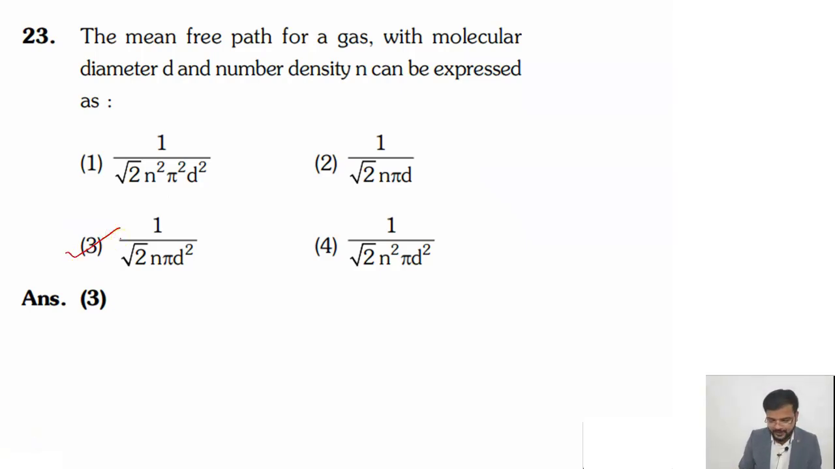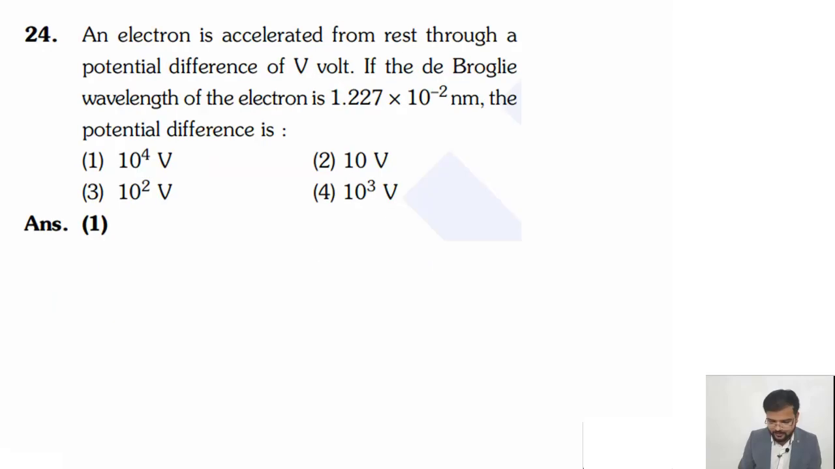Okay, see the next question here. The next question is what? An electron is oscillated from rest through a potential difference V volt. If the de Broglie wavelength of the electron is 1.227 into 10 raised to minus 2 nanometer, the potential difference is... Okay, the potential difference is what he is asking.